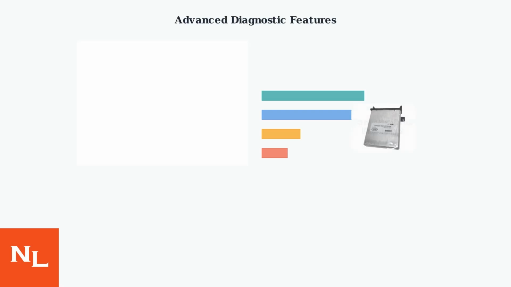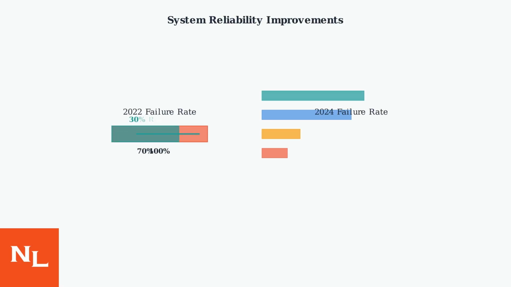Modern vehicles feature advanced diagnostic capabilities, including OBD3 integration and smartphone connectivity. These systems provide real-time monitoring and more precise fault identification than ever before. Enhanced reliability in newer air suspension systems has significantly improved performance. Failure rates have decreased by approximately 30% since 2022, making modern systems more dependable than ever.